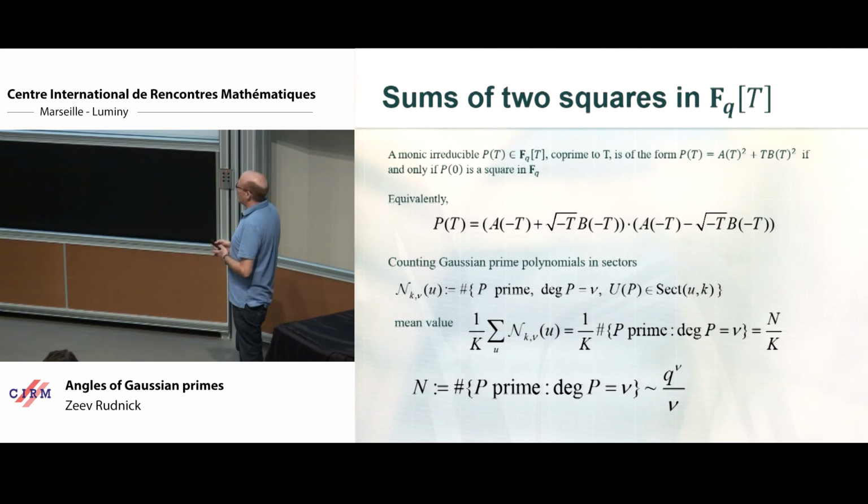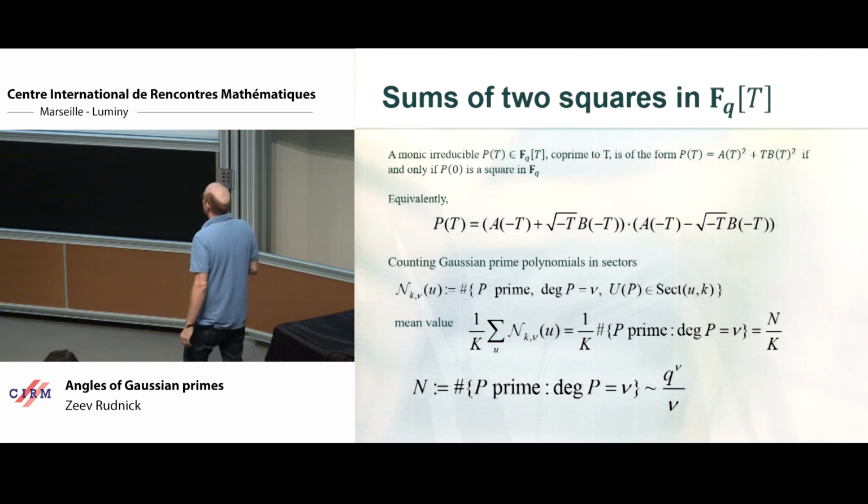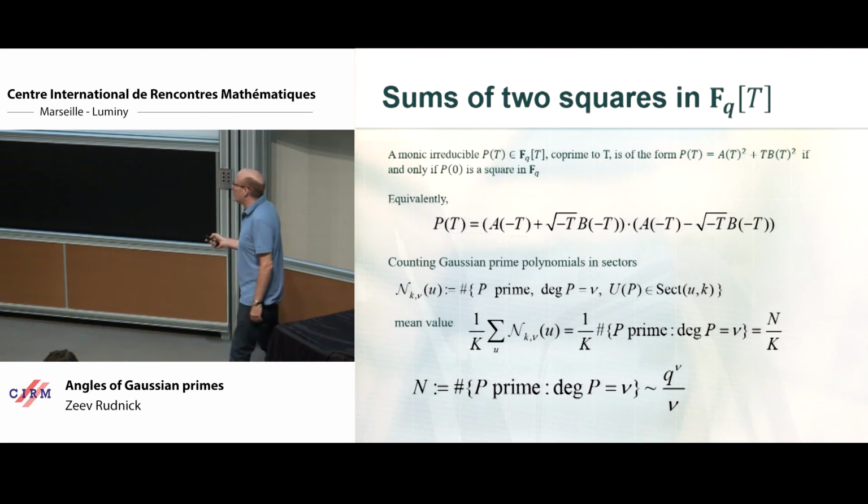The expected value of this count function is the total number of all polynomials of given degree. Let's call this n, that's my number of points, divided by the number of bins that I put them into, by definition. And the number of points is the total number of prime polynomials of given degree. And the prime polynomial theorem says that it looks like q to the degree over the degree.